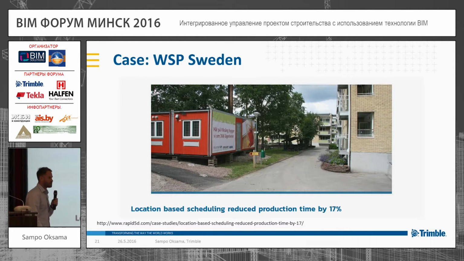And one case example is from Sweden, where VSB, who are doing the project management, have made research and calculated that they have saved 17% using the location-based flow line scheduling compared to the traditional Gantt chart. And you can find more information on the web if you would like to read the whole research and article about this.